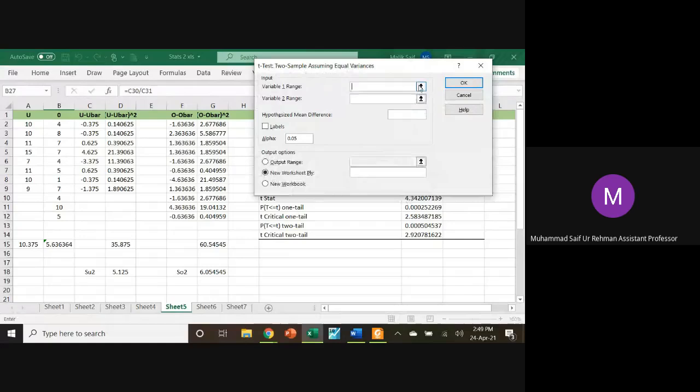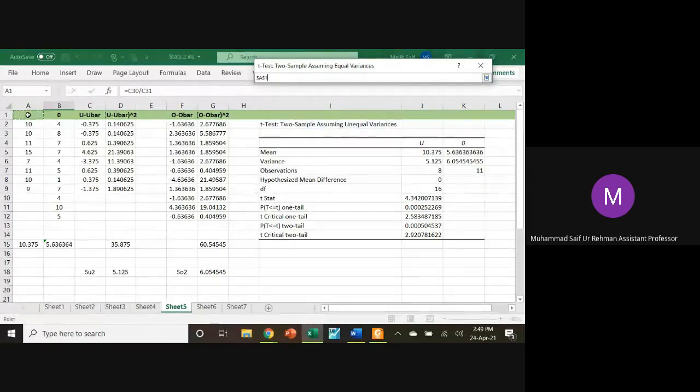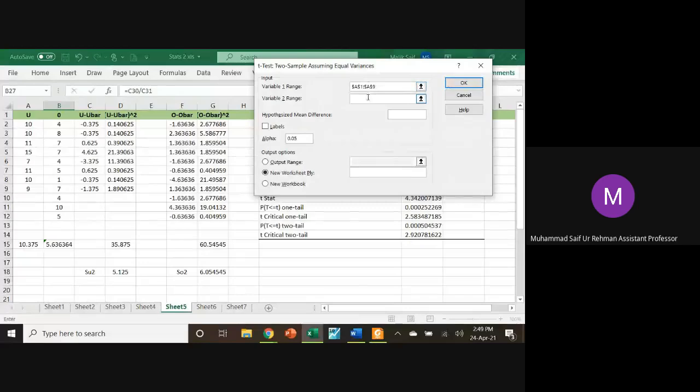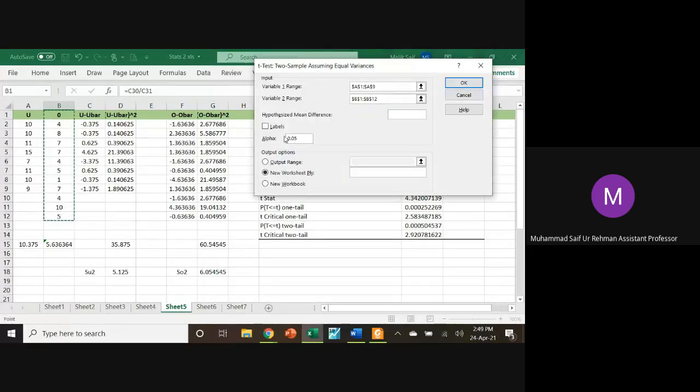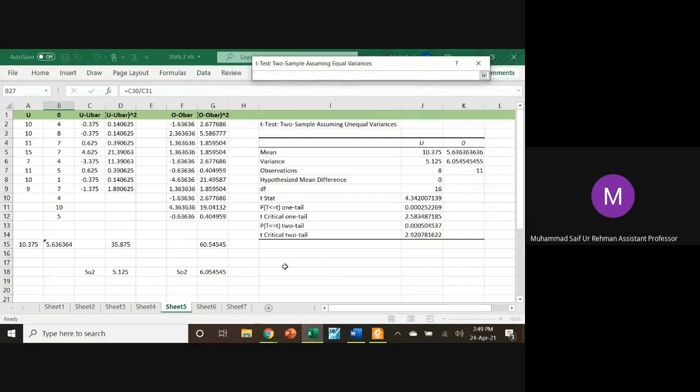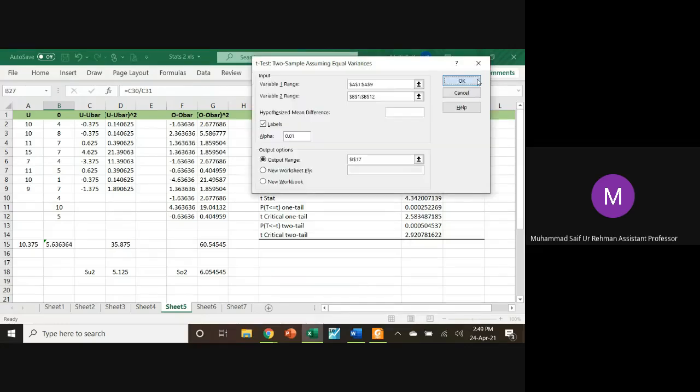Okay. Now again give the range like this. This is the second variable. The level of significance is 0.1. Labels are there. You have to give the output range. Let us say I'm going to give it this range.